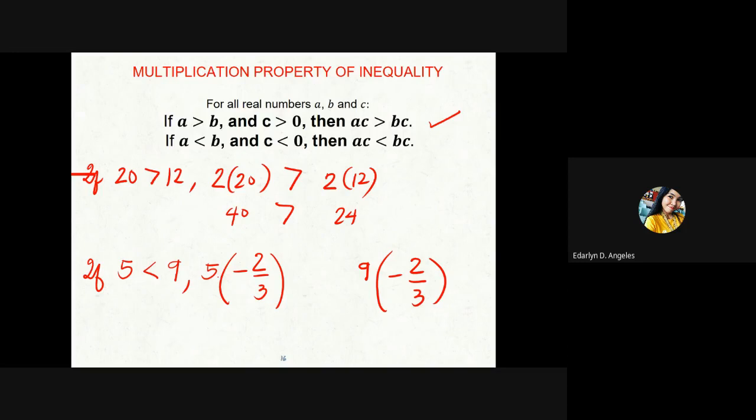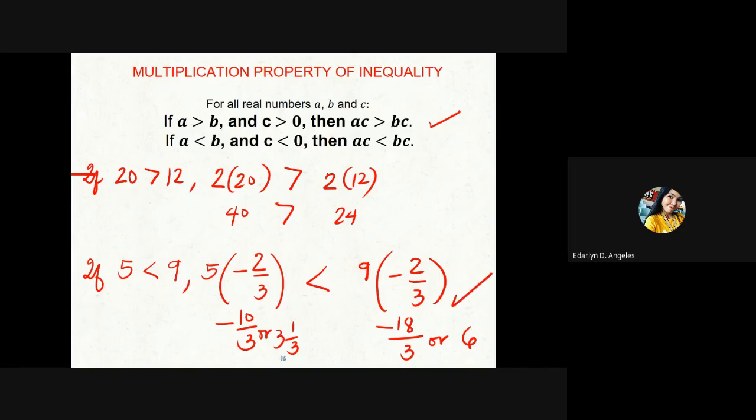Let's try to simplify. 5 times negative 2 is negative 10 over 3. And here, 9 times negative 2 is negative 18 over 3, or negative 6. Here, it's negative 3 and 1/3. Therefore, negative 6 is still greater than negative 3 and 1/3. So this one is also true.